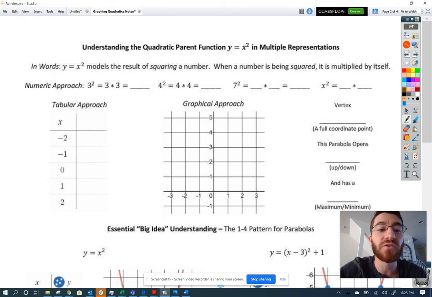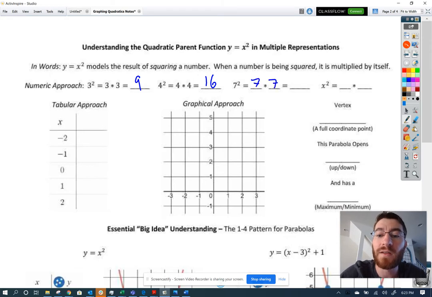Here's the numeric approach. That 3 squared, for instance, is 3 times 3. That's what squared means, which is 9. So 3 squared is 9. 4 squared, that's 4 times 4, is 16. 7 squared, that's 7 times 7, that's 49. And x squared is x times x.